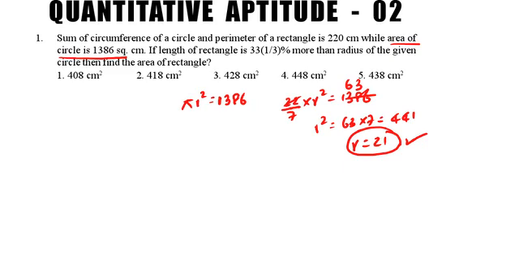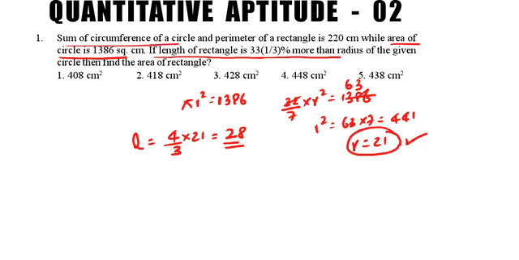Now the length of a rectangle is 33 1 by 3 percent more. So what is the length of rectangle? 33 1 by 3 percent more means 1 by 3 more. 1 by 3 more means 4 by 3. 4 by 3 into 21, that is 28. This is the length of the rectangle.